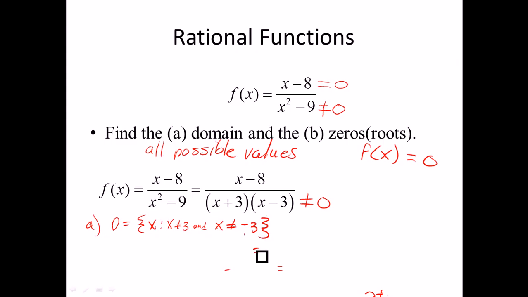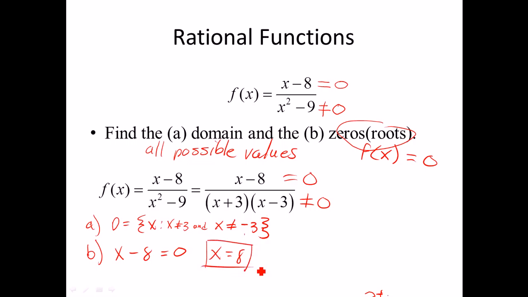Now, not for our range, but to find the zeros of the function, we're just setting the function itself equal to 0. So if we set the function itself equal to 0, you'd multiply the denominator to the other side, that becomes 0 anyway. So really, that's just setting the numerator equal to 0. So you want to find out where x minus 8 equals 0. And that means that x equals 8. So the zero of that function would be x equals 8.